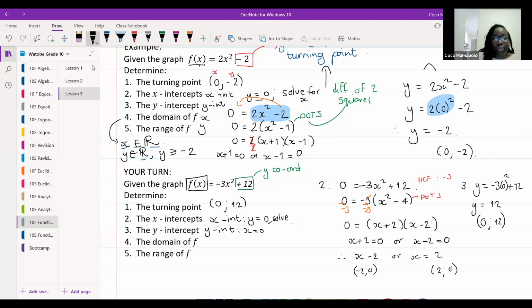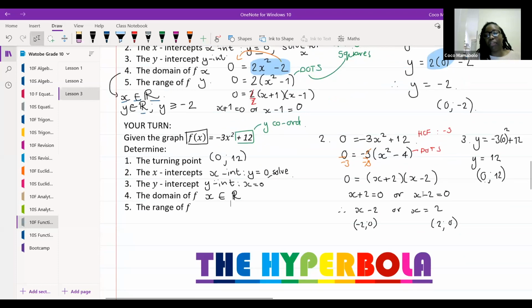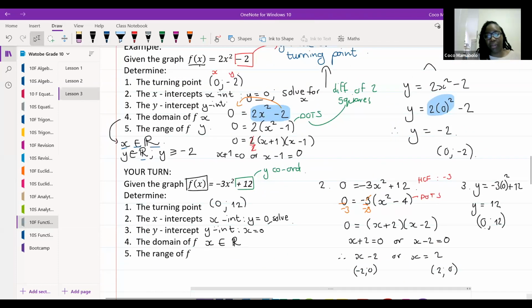All right, let's remind each other. Everybody in the chat, tell me, what is the domain of f? What is the domain again? Good, it's my x value. X is what? That's it, excellent. Don't just say x, tell me x is an element of, that's it. X is an element of real numbers. Good, excellent.